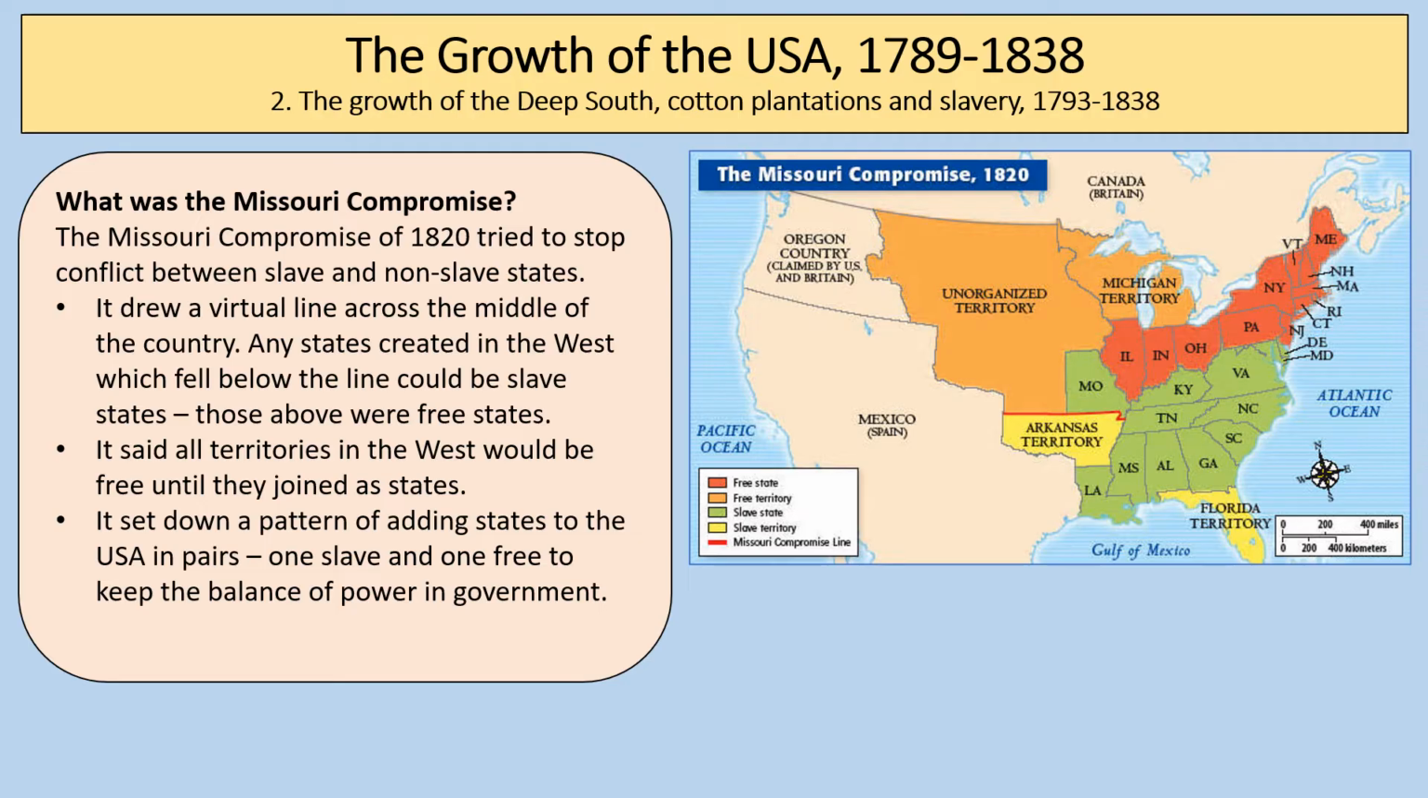It set down a pattern of adding states to the USA in pairs, one slave and one free, to keep the balance of power in government between the slave and the free states, between what were predominantly the North and South states.